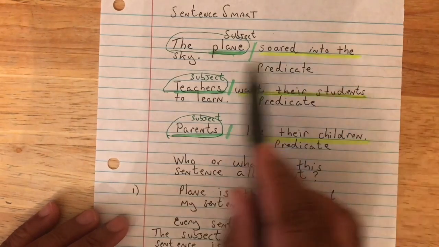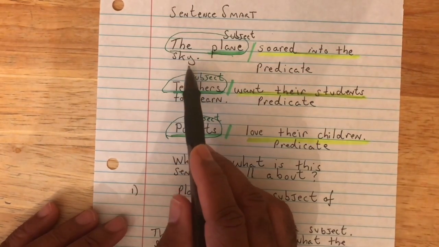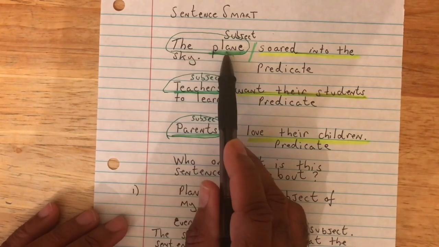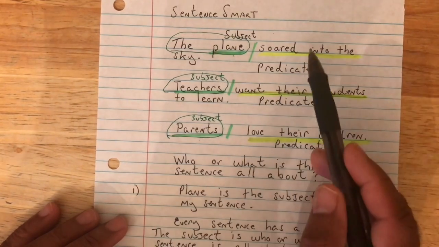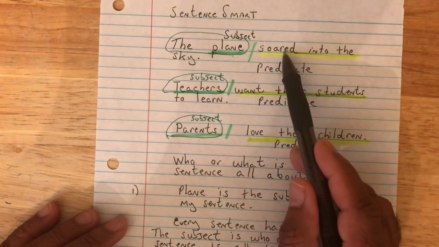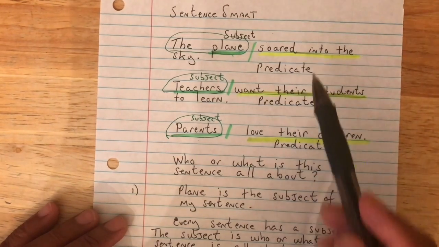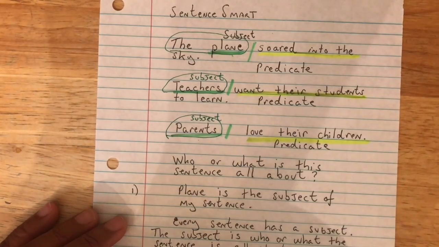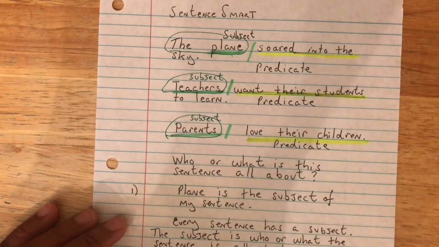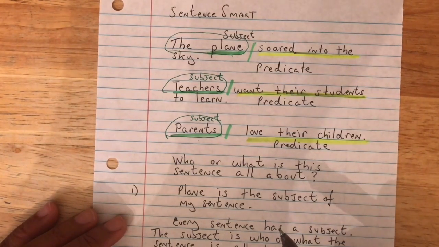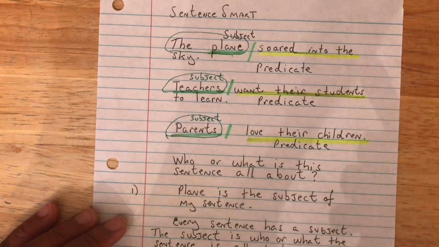The plane soared into the sky. Remember my sentence? Well, in the same way now, you can say the plane is my subject, and what are we saying about the plane? Soared into the sky. Did you notice, by the way, that whenever you used a yellow card, which is called a verb, our verbs are yellow in this program, that is where your predicate normally begins? Did you notice that? That your yellow cards begin your predicate.